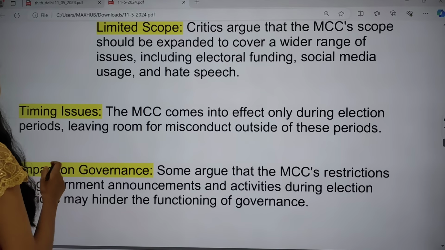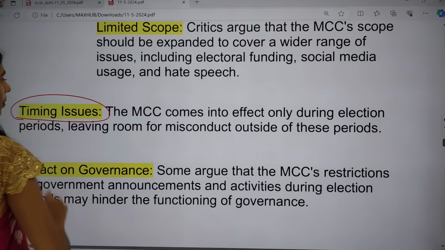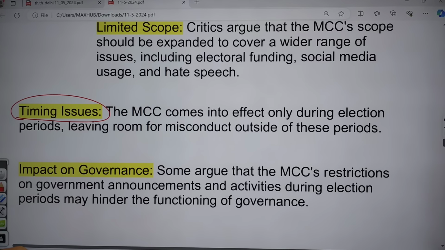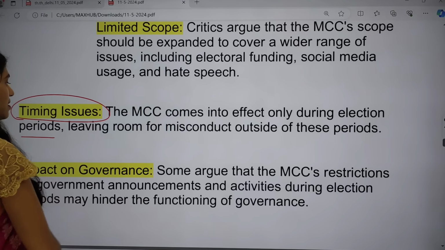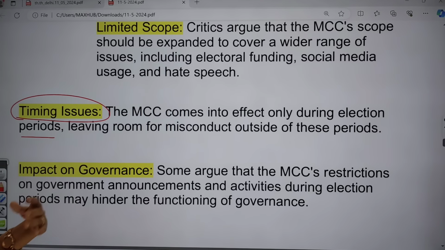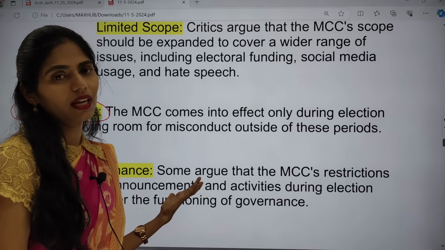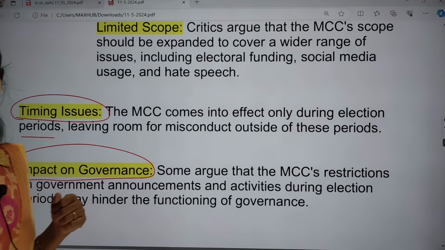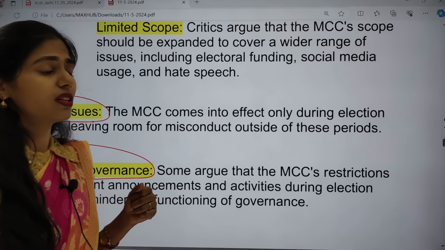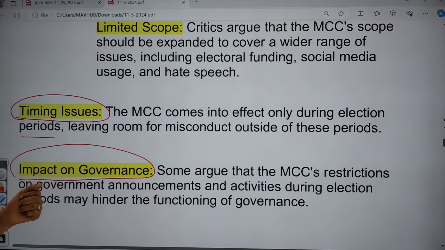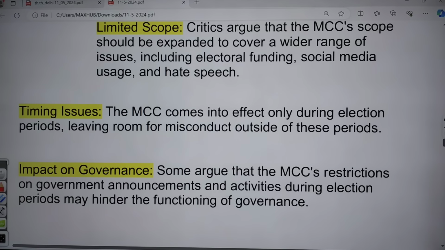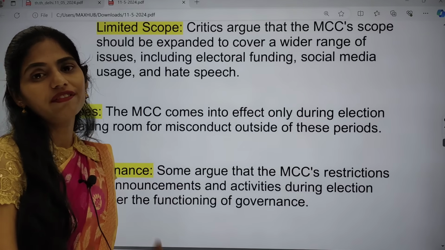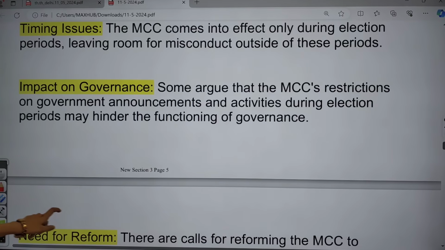The next important problem is timing. The MCC comes into effect only during election periods, but after the election period no one is bothering about misconduct. There is also an impact on governance. Some people argue that because of this MCC there are restrictions on government announcements and activities during election periods, leading to under-functioning of governance. So these are some issues.